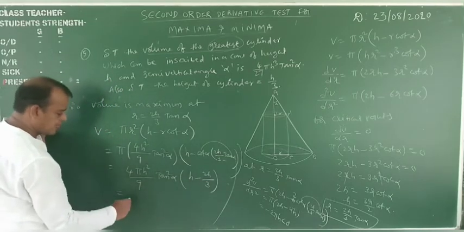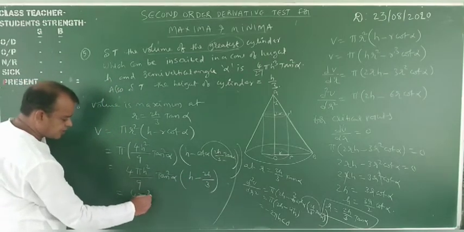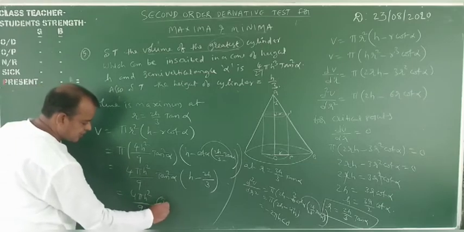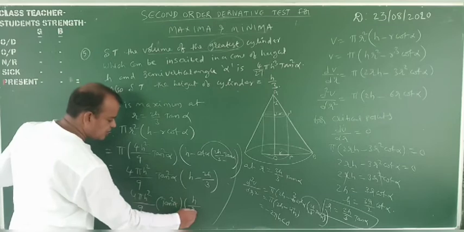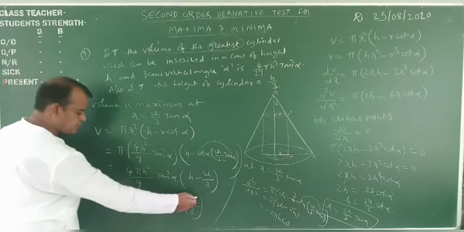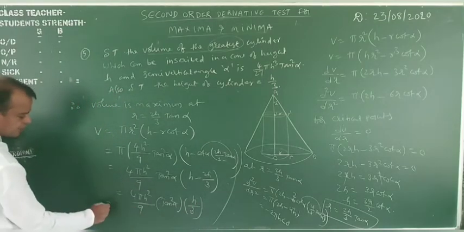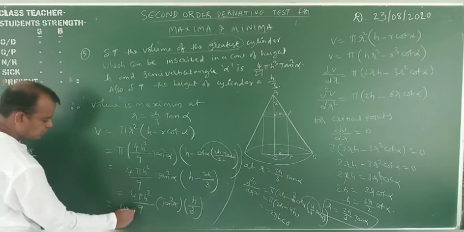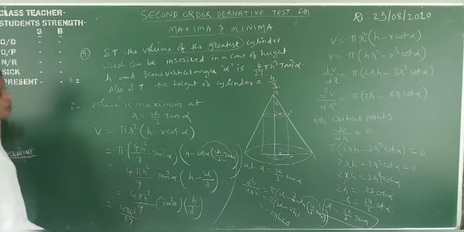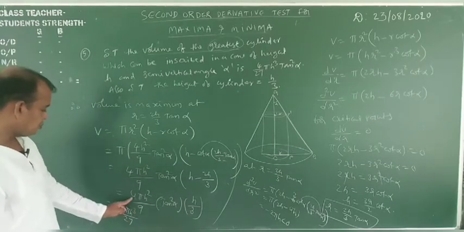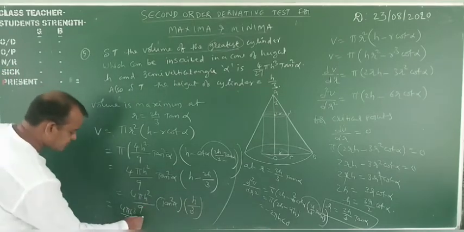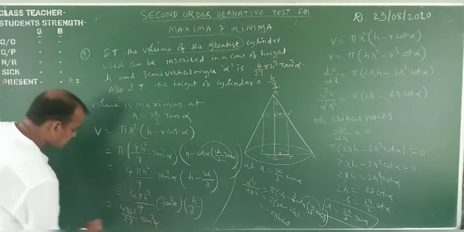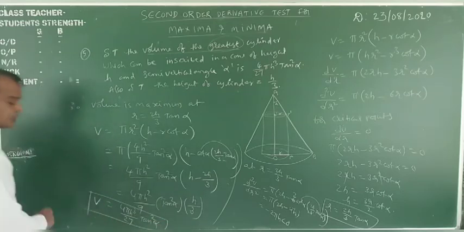What happened to this one? 4 pi h square by 9 into tan square alpha into 3h minus 2h, that is h by 3. H cube by 27. Okay, 4 pi h cube by 27 into tan square alpha. This is V. Also find height of the cylinder.